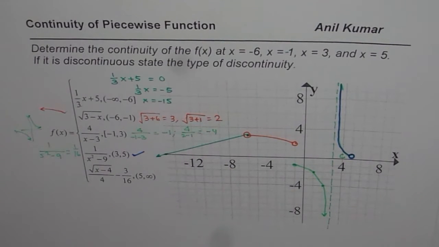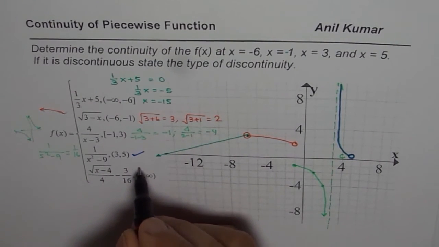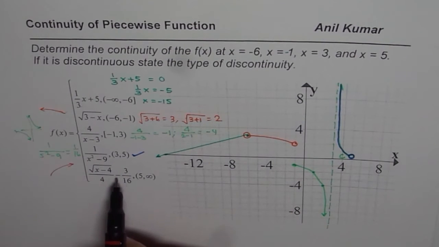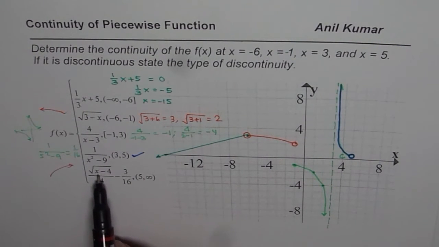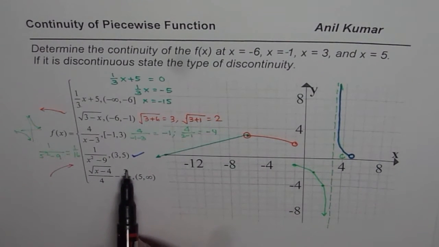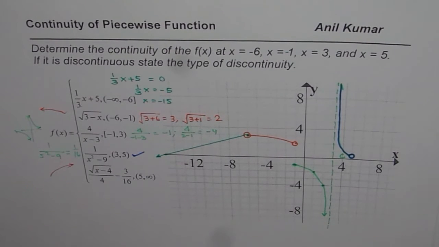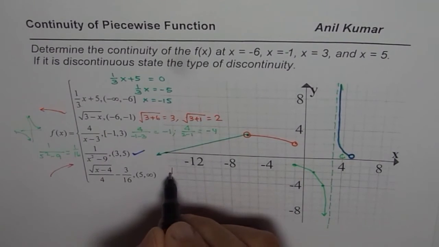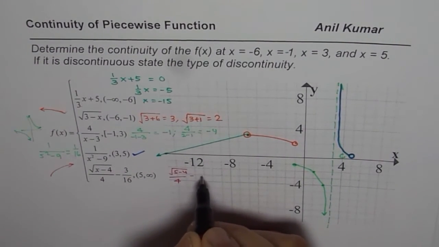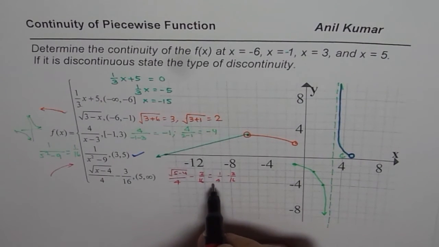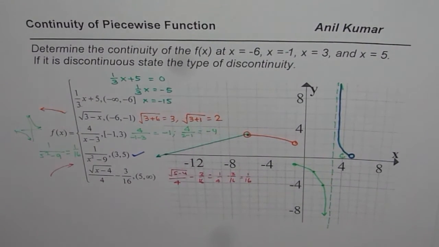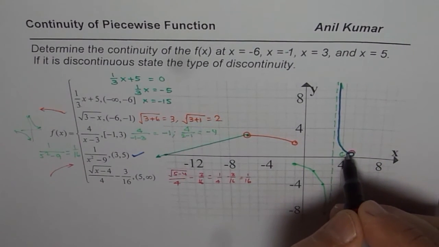Now we'll sketch the last part of this, which is the square root function. The square root function should be kind of like this, right? Square root of x minus 4 over 4 minus 3 over 16 from 5 to infinity. 5 is not included, so we have a hole at 5 for sure. If I substitute 5 here, 5 minus 4 is 1, so we get 1 over 4 minus 3 over 16. When I multiply both by 4, I do get 1 over 16. So this 1 over 16 matches with our previous value, but both are holes.